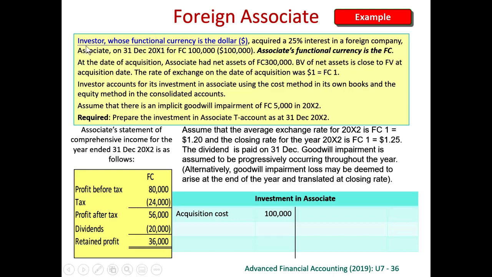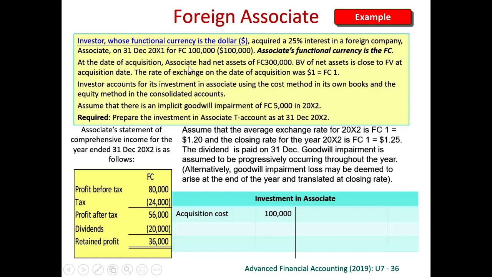In this example, the investor, who has a functional currency in dollars, acquires a 25% interest in a foreign company. With 25% significant influence, this is an associate. How much do we pay? We pay FC 100,000. On that day, incidentally, $1 equals 1 FC, so this is also $100,000. The associate's functional currency is FC. Therefore, when we translate from FC to dollars so that we can consolidate, we are translating from the functional currency to the presentation currency, so the closing rate method applies.